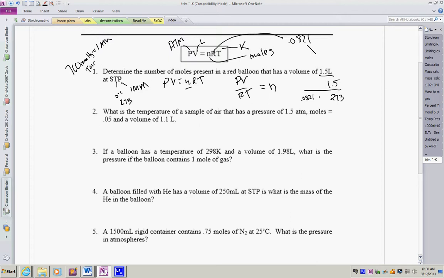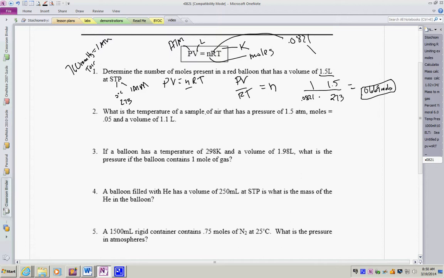Good? Plugging this in, at 1. Take your calculators, punch it out: 1 times 1.5 divided by 0.0821 divided by 273. Check to make sure you got the same as me. I got 0.0669, and that would be moles. Good? Going on to the next one.